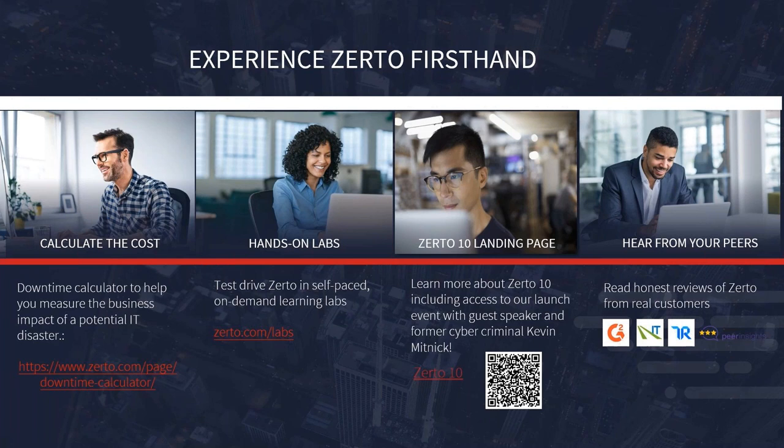Check out what's new in Zerto 10 by scanning there. And what I think is very important is look at our customer reviews and hear from your peers as to what Zerto can do.